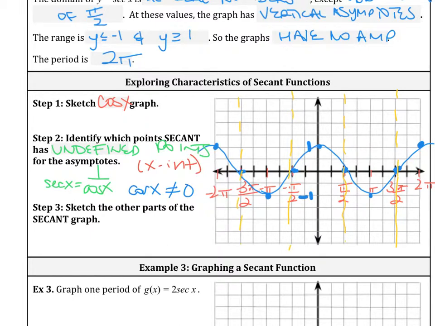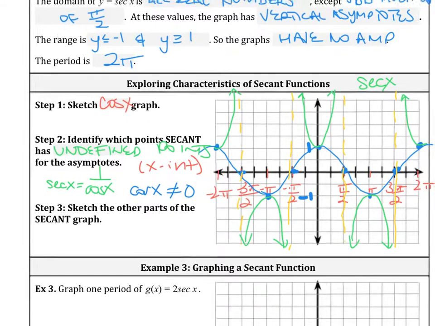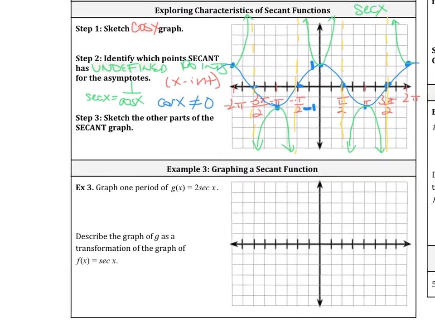Then you're going to sketch the other parts of the secant graph. What happens is that at the maximum point, it's just going to go up. At the minimum point, it's going to go down. Okay, and the secant graph is the green parts here. So that is secant of x. Then all we're going to do with these is change the period, or change what that a value is in the front. So go ahead and try this third example here on your own.